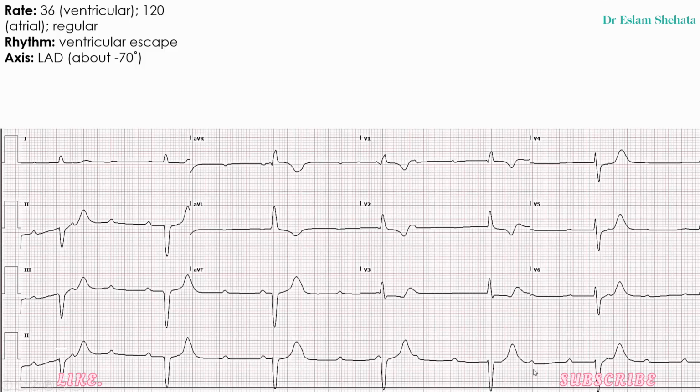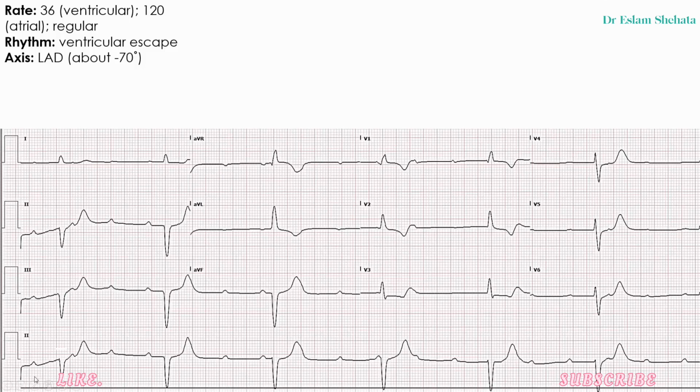So the atrial rate is different. It's about 120. Now, the rhythm is the most important thing here, and we've already alluded to it. There are more P waves than there are QRS complexes, so there is a heart block here. Now, I haven't really discussed heart blocks with you just yet, but this is a complete heart block.